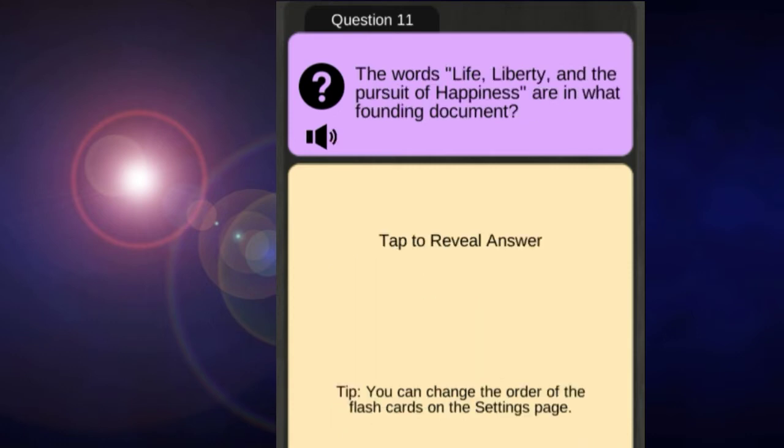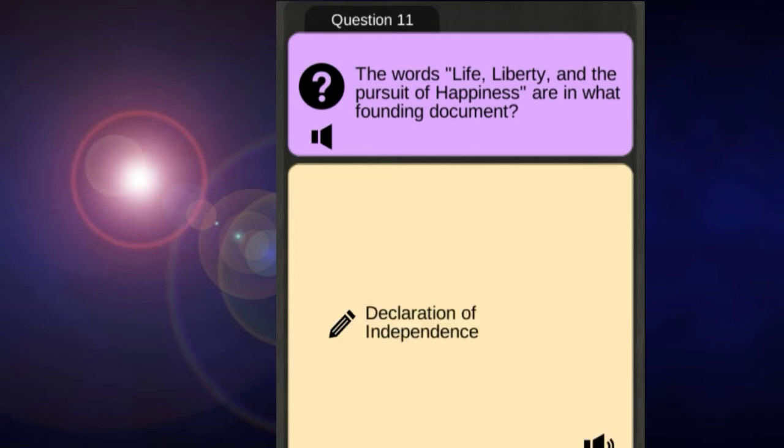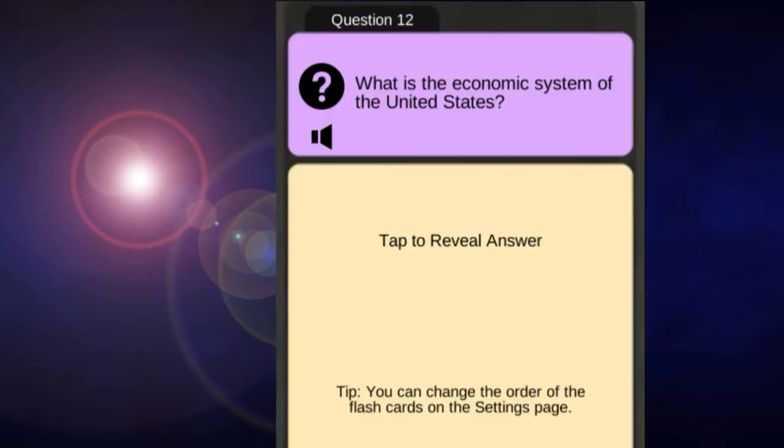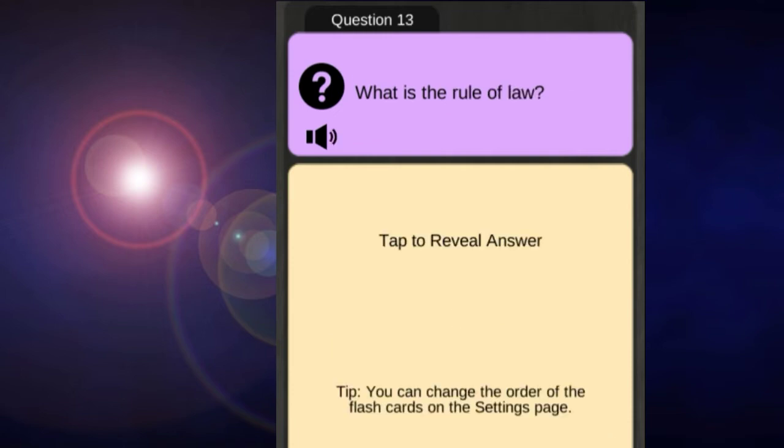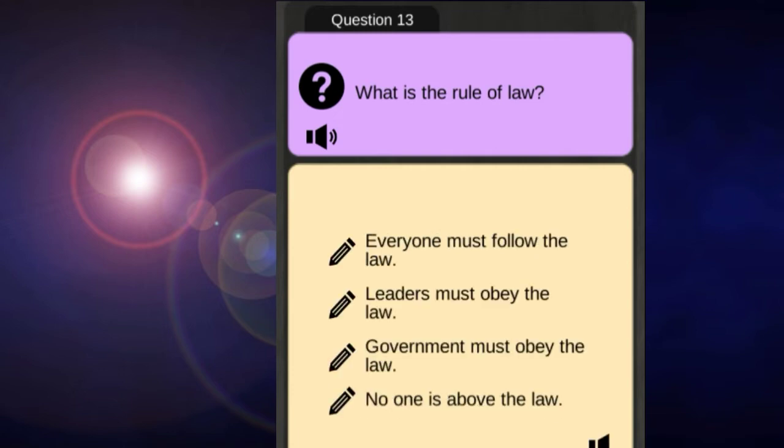The words, life, liberty, and the pursuit of happiness, are in what founding document? Declaration of Independence. What is the economic system of the United States? Capitalism. Free market economy.